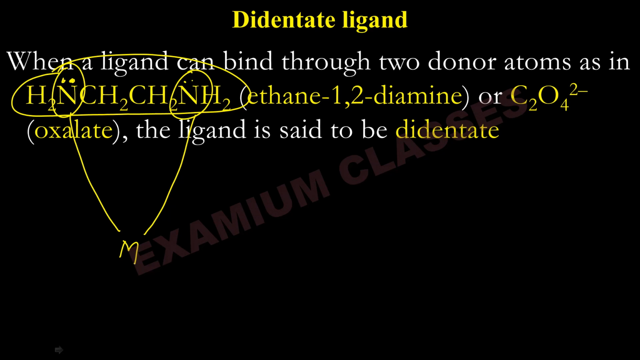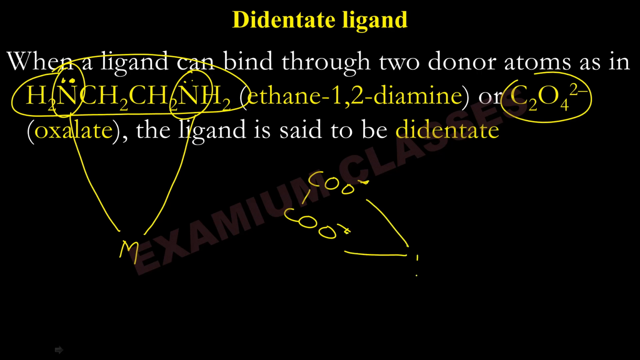Why do students remain confused between these two? Because both say that they have two sides from where they can get connected. But in the case of didentate, both will be connected to the central metal atom at the same time. If I am saying both, it means both are connected. Similarly, the oxalate ion, COO-. When it gets connected, this minus will disappear and both will be connected to the central metal atom. Didentate.